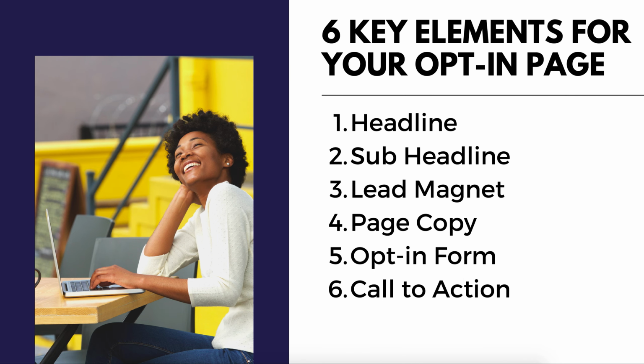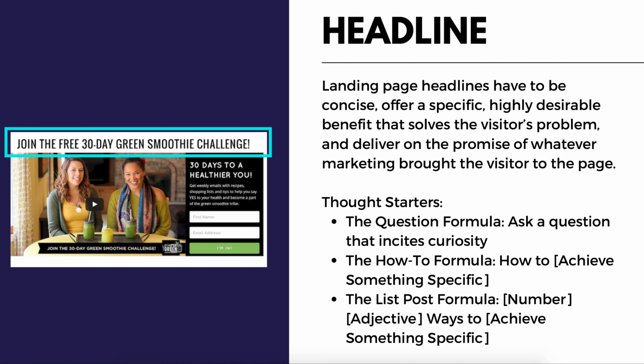So there are 6 key elements for your opt-in page, really specced out. The first is the headline. The second's the sub-headline, and we're going to walk through all of these. The third is the lead magnet itself. Then the fourth is the rest of the copy that's on the page. Then we need the opt-in form, and then we need the call to action. Okay, let's break it down.